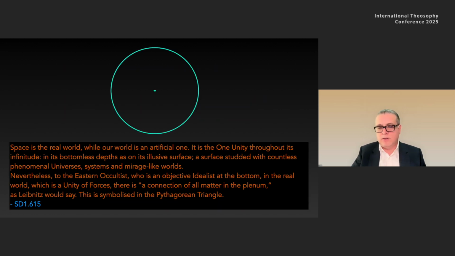In the next slide, if we consider the substratum, the parabrahm, and visualize it with an infinite circle with a center that is the same as the monad, the potential white point in this context, we see in SD 1615 that space is the real world, while our world is an artificial one. It is the one unity throughout its infinitude, in its bottomless depths, as on its inclusive surface, a surface studded with countless phenomenal universes, systems, and mirage-like worlds.